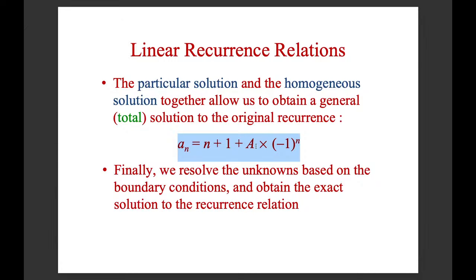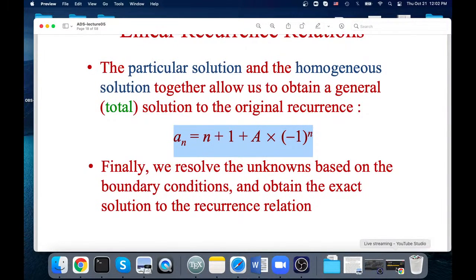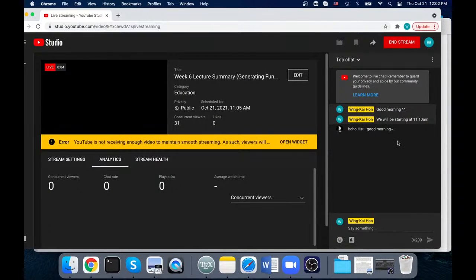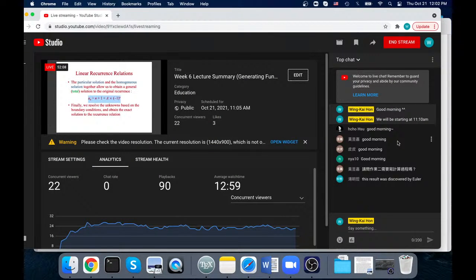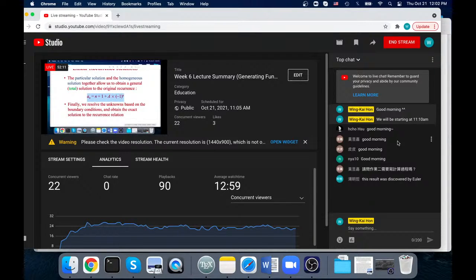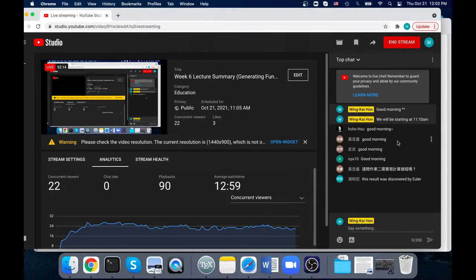Thanks for coming. Let me quickly check if there are any questions so far. Yes, for assignment 2, if you have the calculation process, it is good to include it, because the tutors can understand your thinking process.